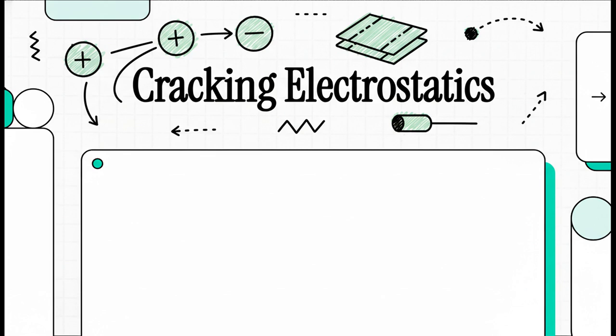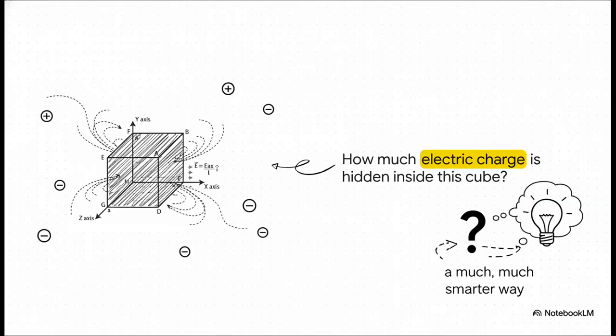Well, we're going to build a toolkit together to crack the electrostatics code. First things first, take a look at this. We've got a cube sitting in an electric field that isn't even uniform. And the question is simple. How much charge is hiding inside?